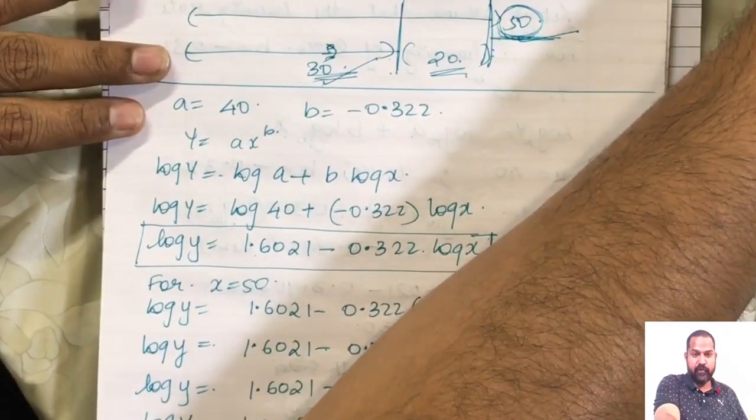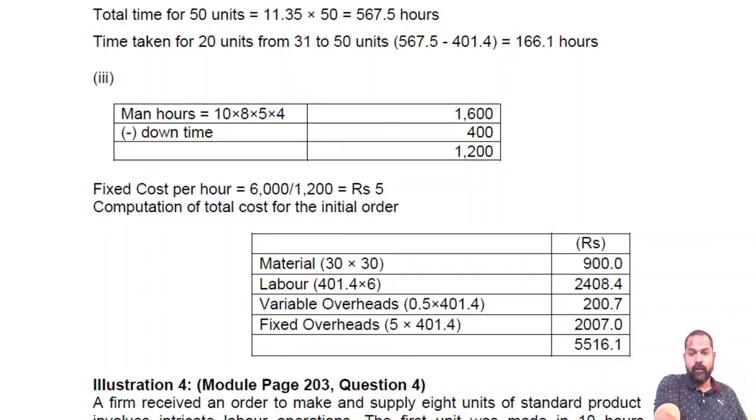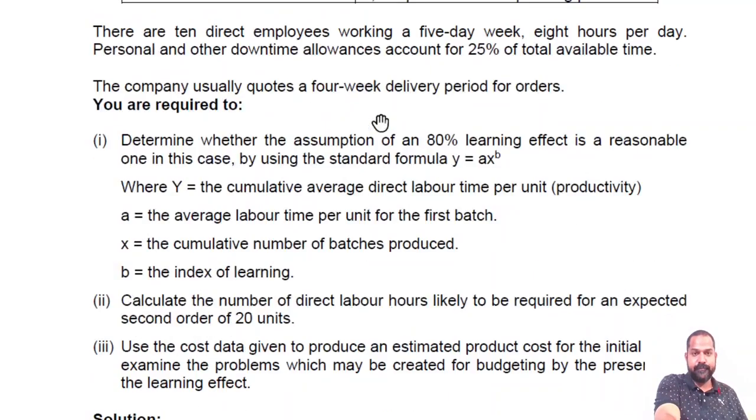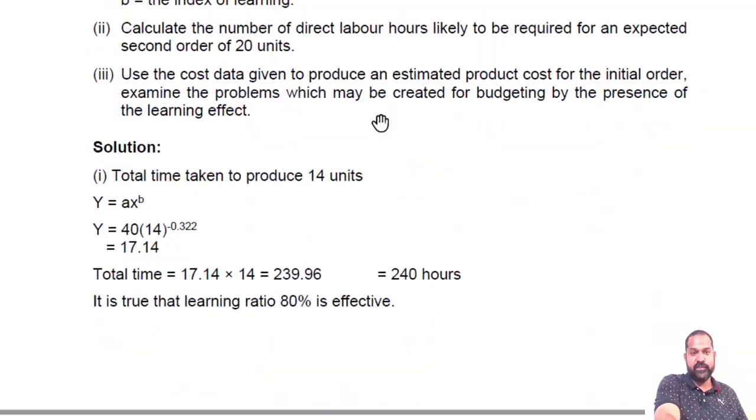What does the last part of the question say? Let's go back up. The last question, the third question, says: use the cost data given to produce an estimated product cost for the initial order. Examine the problems which may be created for budgeting by the presence of learning curve effect. Now this second part is the theory question. The first part is what we can do.